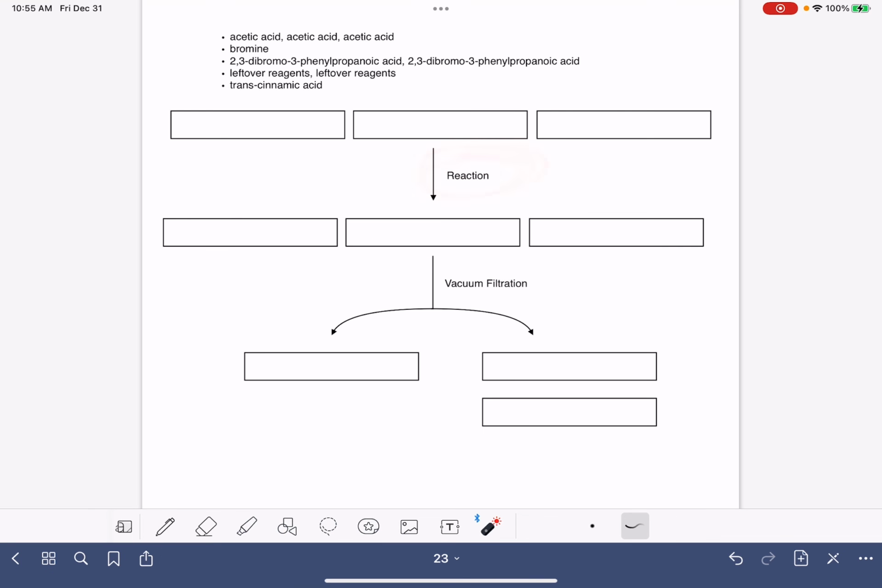This is where molecules are being converted. Vacuum filtration is just a separation technique. It's not a reaction, which means that all 3 of these substances need to appear exactly the same in the boxes down here. All that you're doing is separating these 3 things from each other.